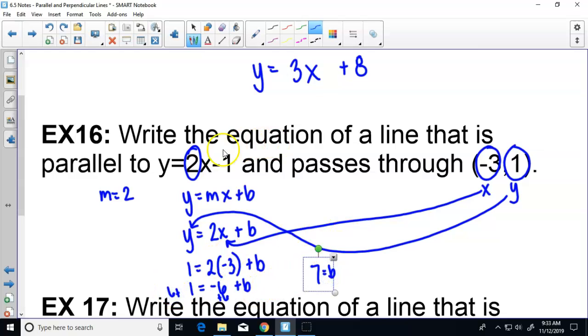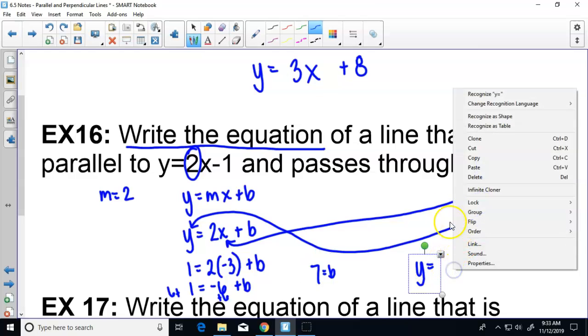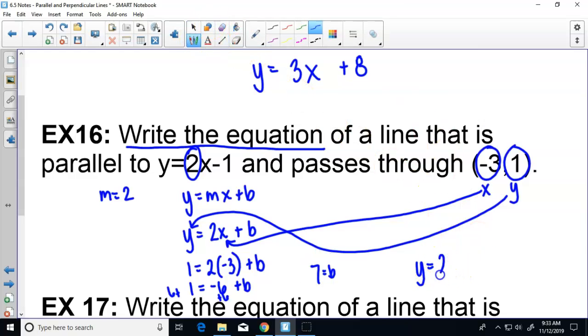But the question said write the equation. So my answer is not 7. What's my answer? Y equals 2x plus 7. Very good. 2x plus 7. Okay. Questions?